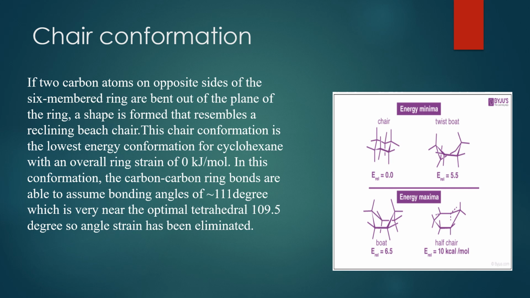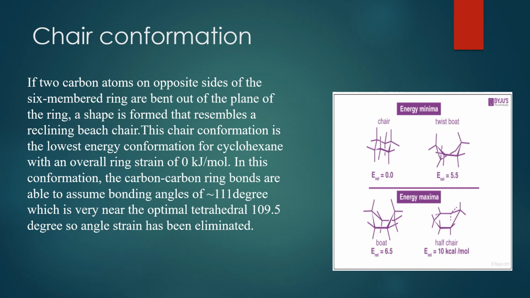This chair conformation is the lowest energy conformation for cyclohexane with an overall ring strain of 0 kilojoules per mole. In this conformation, the carbon-carbon ring bonds are able to assume bonding angles of 111 degrees, which is very near to the optimal tetrahedral angle, that is 109.5 degrees. So angle strain has been eliminated.